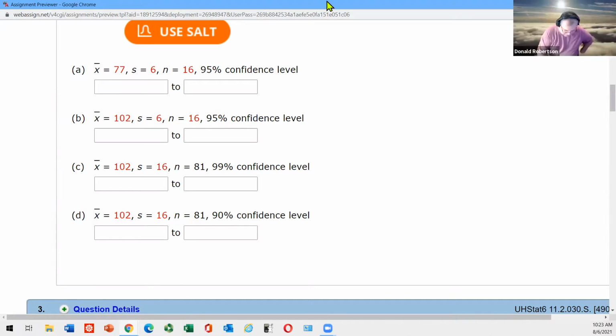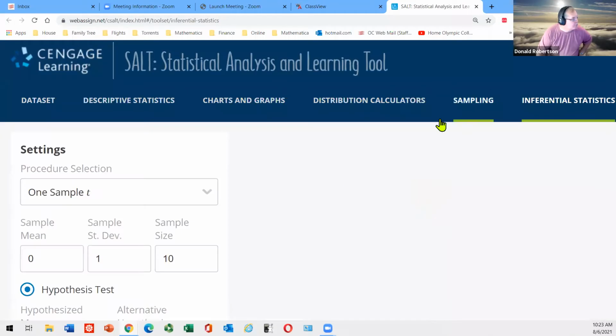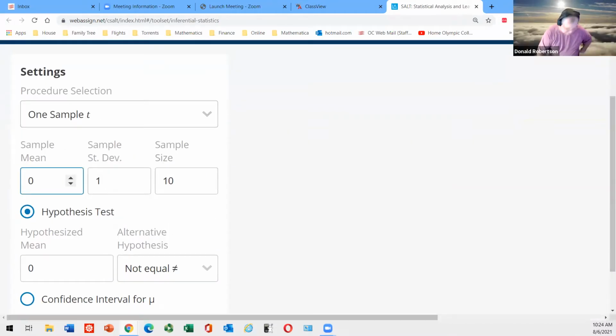I'm going to have to move the window, so I'm picking C. So I'm writing these numbers down. It's 102, 16, 81, and a 99% confidence interval. Now I have to move this over here, because when I hit the SALT button, it appears here. And the mean is 102. The standard deviation of the sample is 16. The sample size was 81.